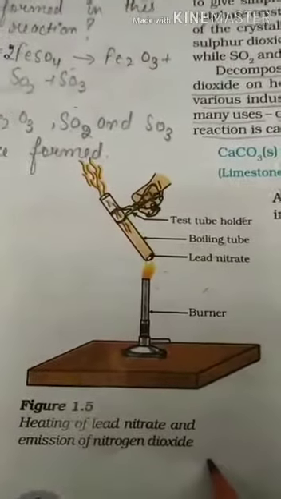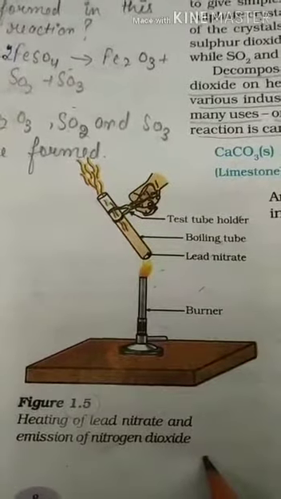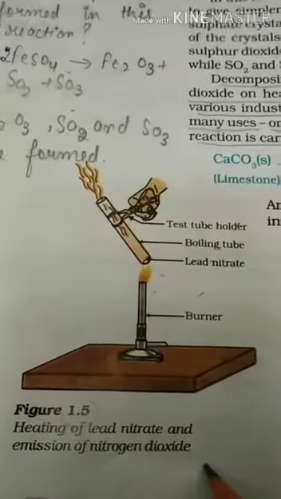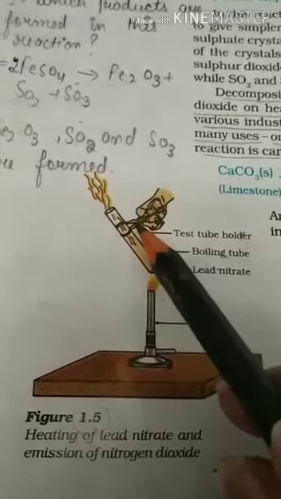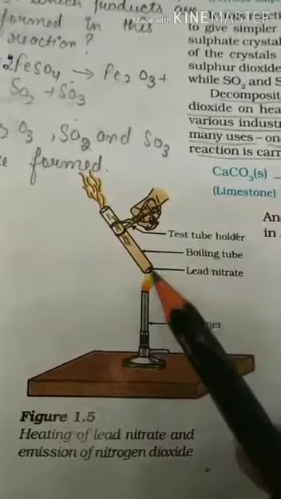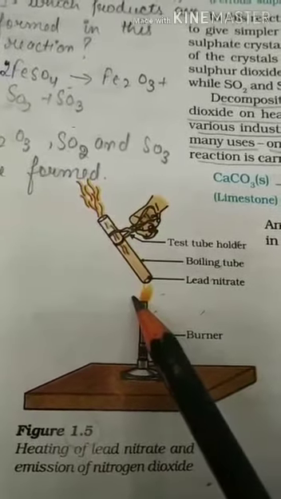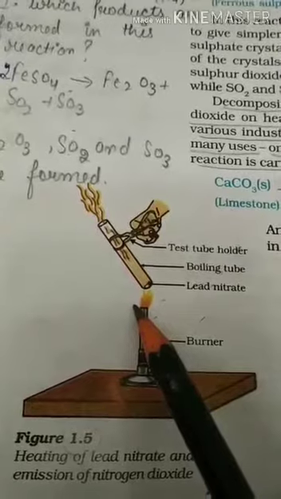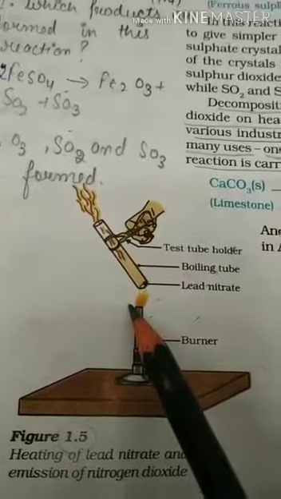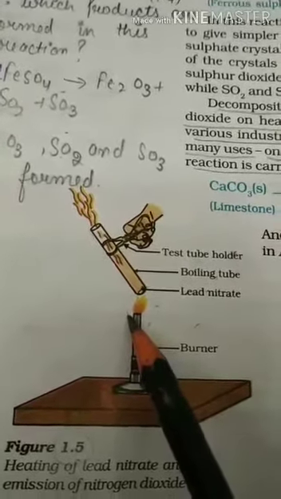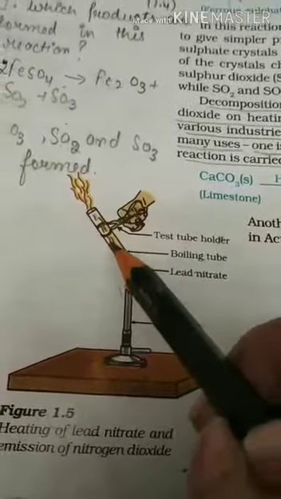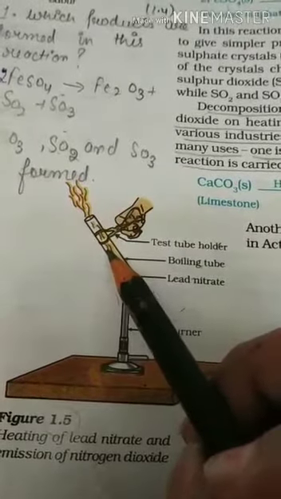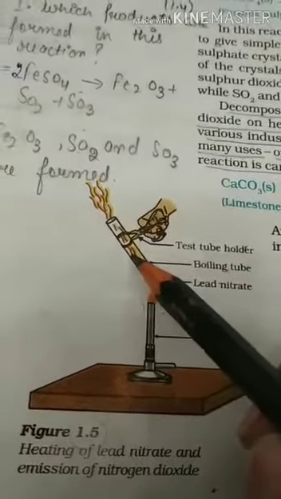Another example is in activity 1.6. In activity 1.6, we have 2 grams of lead nitrate in a boiling tube. This is a test tube holder, and we hold the tube with a pair of tongs over a flame. What do you observe? Note down the change. We will observe that brown fumes are produced, and these brown fumes are nitrogen dioxide.